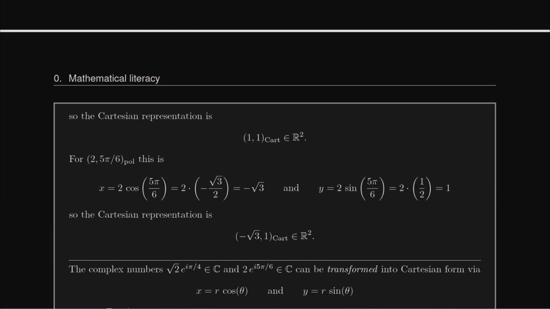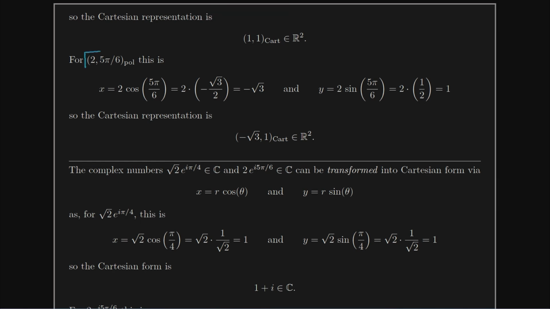If I do that with my second point, which is 2 comma 5 pi over 6 in polar, I plug the 2 in for r in the x-coordinate, and I plug 5 pi over 6 in for theta inside of cosine, and that simplifies to negative root 3.